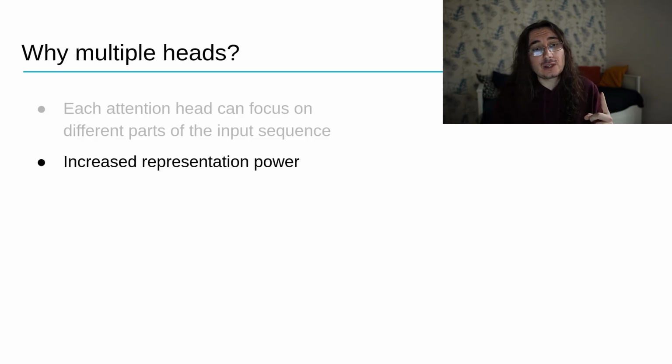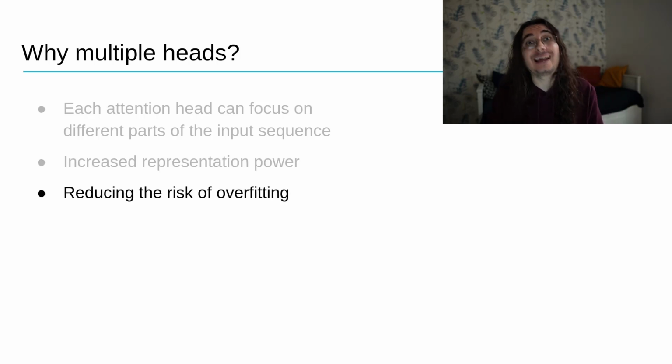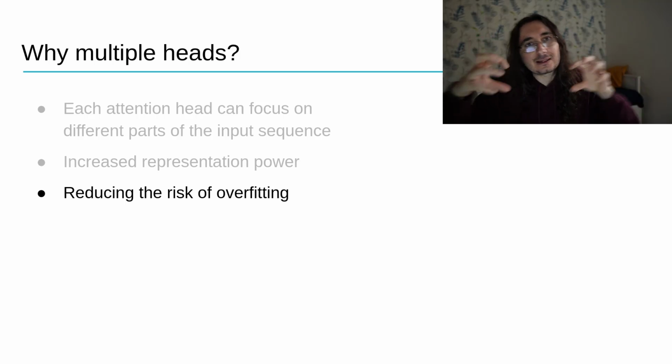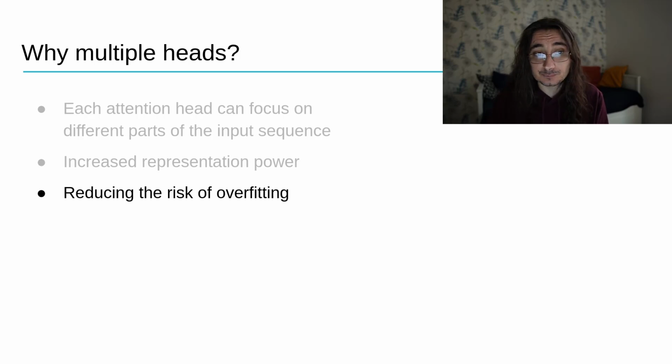And because of that, you can increase the complexity of the representation. So you can represent constructs that are more complex, and at the same time you also minimize the risk of overfitting because you're no longer fixating on a particular angle of that sequence, but rather you're looking at that sequence from different perspectives, from different angles.